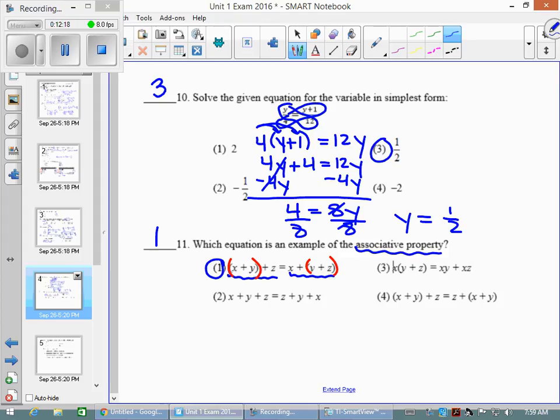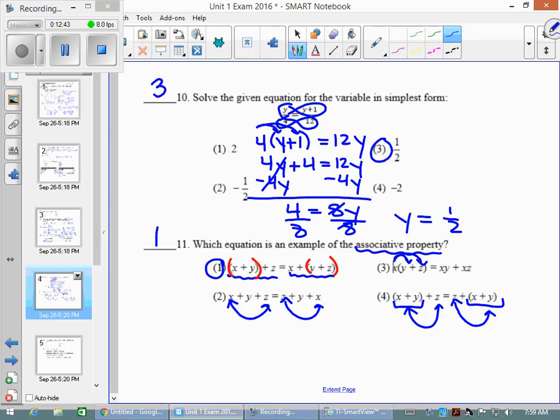Choice 2, what they did here was they changed the order of x and z, so that would be the commutative property of addition. Choice 3, they distributed this x, so that would be the distributive property. And choice 4, they took the x plus y in parentheses and changed order with the z, which would also be another form of the commutative property.